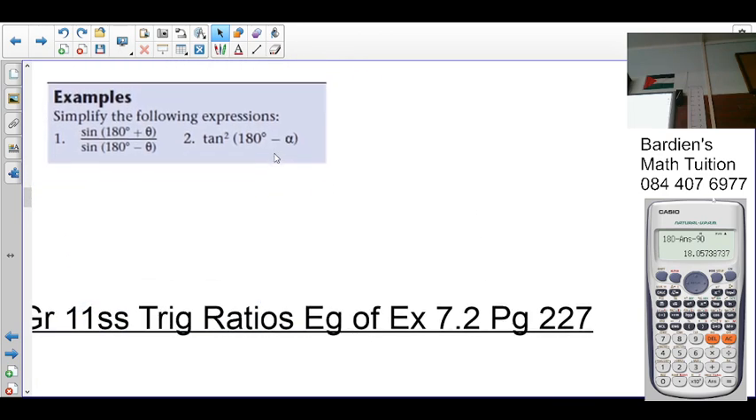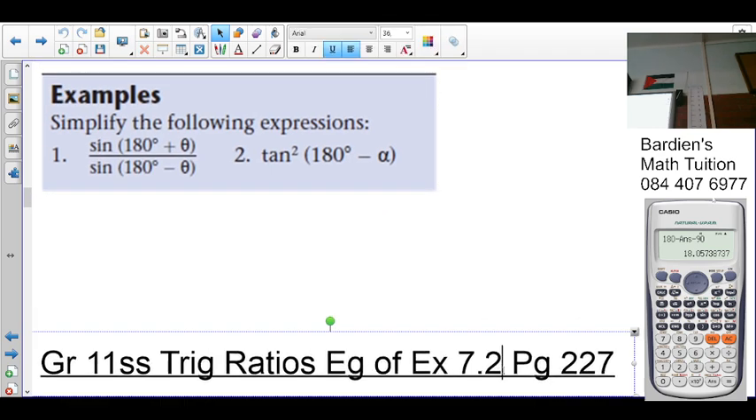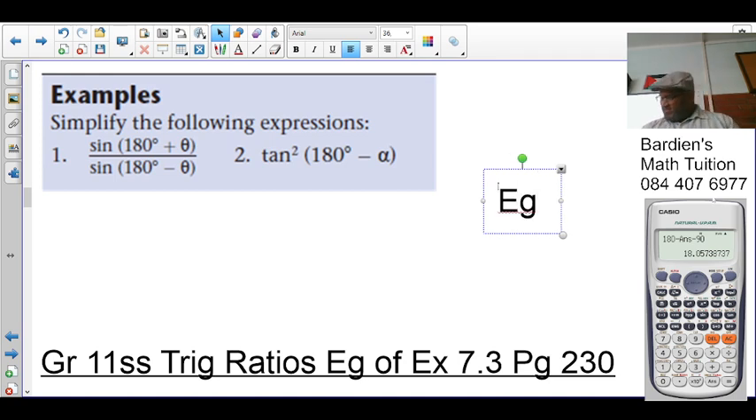Then we got to example 1. Example 1 was on page 230, and the other examples are on page 230 as well.